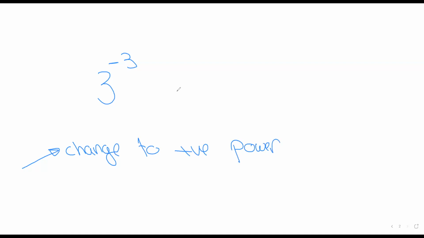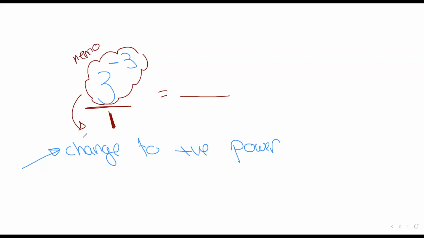How do I change to positive power? This could be written over 1, because we know that in math, if you wish to change anything into a fraction, you can just add a denominator of 1. If you want to change this to positive power, take this and move it down. Change the position of 3 to the power of negative 3 from the numerator to the denominator. When it goes down, it becomes positive 3. What remains in the numerator is 1.